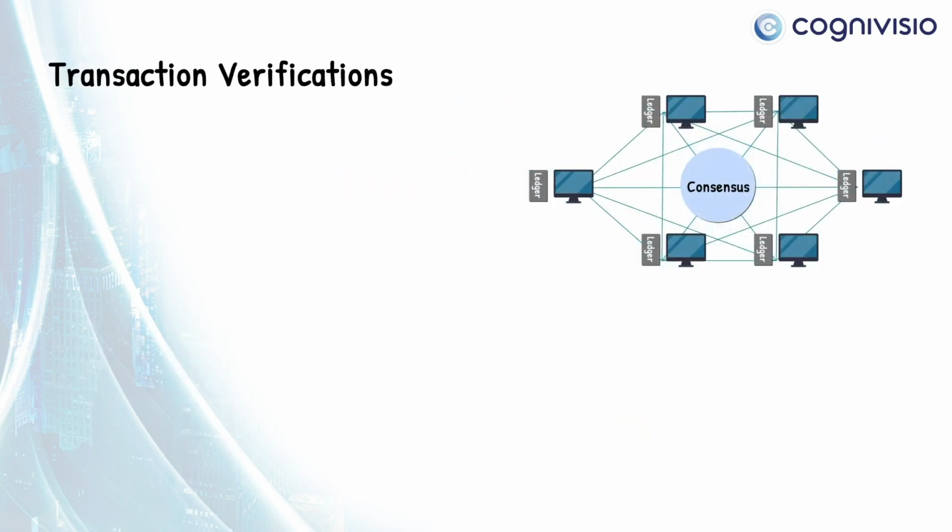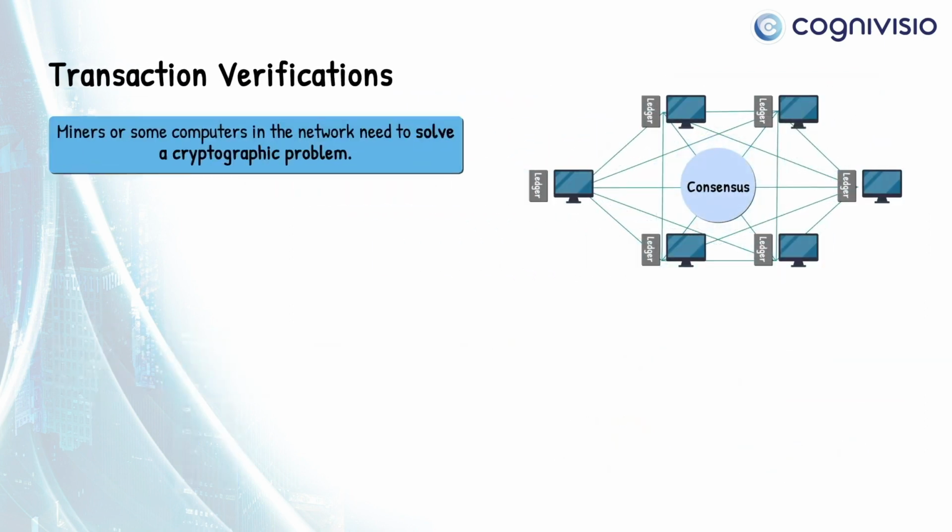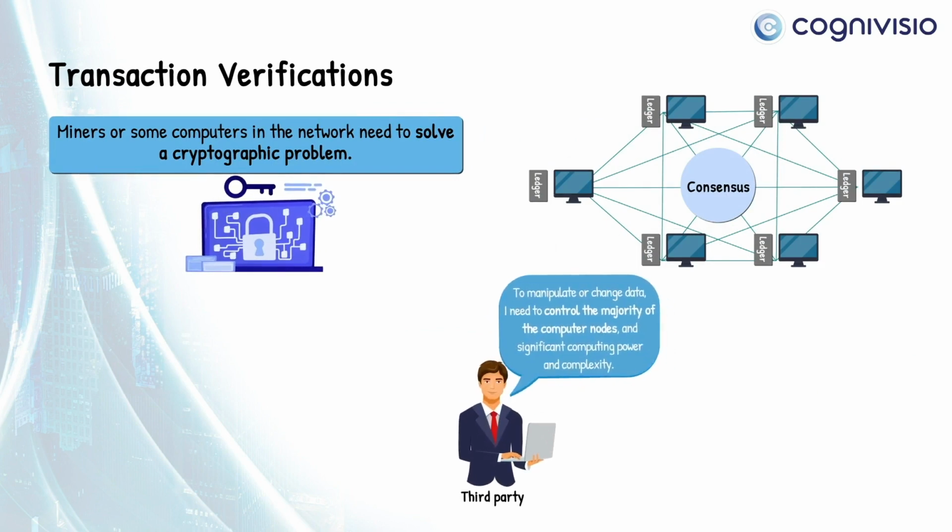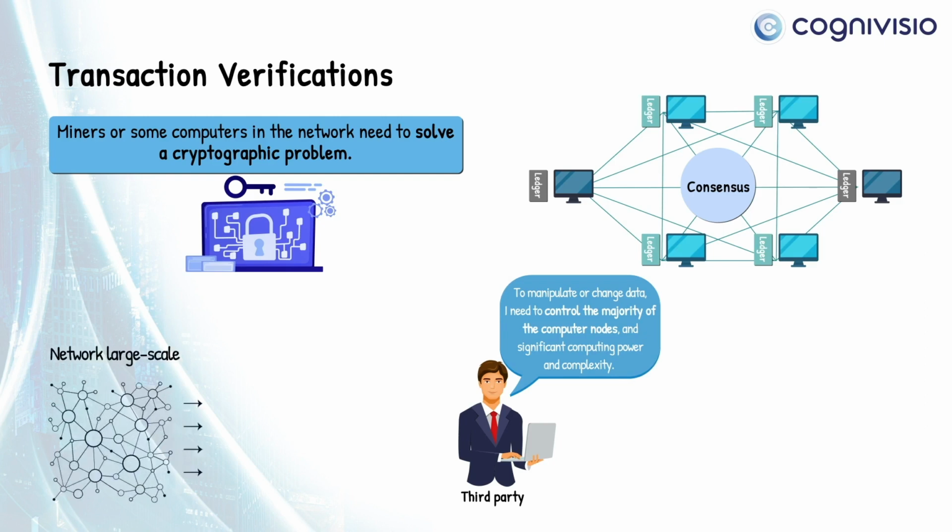The verification of any transaction requires that miners, or some computers in the network, solve a cryptographic problem. For a third party to manipulate or change any data, it needs to control the majority of the computer nodes and therefore requires significant computing power and complexity. So, the larger the network, the more secure it becomes.